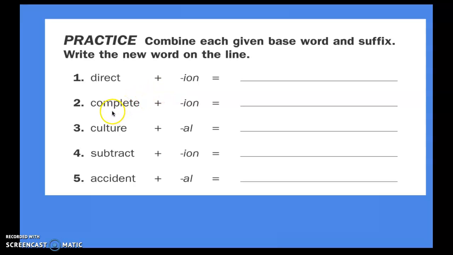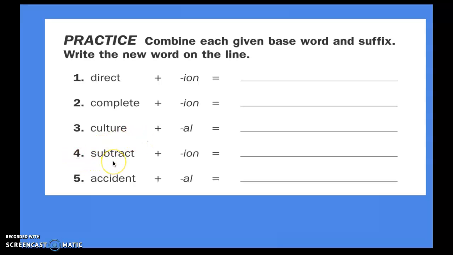Number 2, complete plus ion, write that on the line. Be careful. Whenever you're doing this, notice that this one ends in an E, and there's something that we have to do with that E before we can add an ending to the word. Number 3, if at any time I'm going too fast, you can always pause this video and you can write your word and then you can resume the video once you're finished. Number 3 is culture. We're going to add the suffix of al. Please write that word on the line. Once again, watch out for that E.